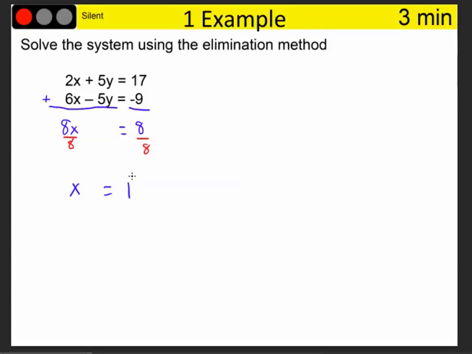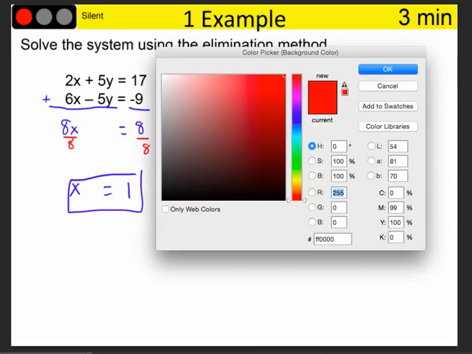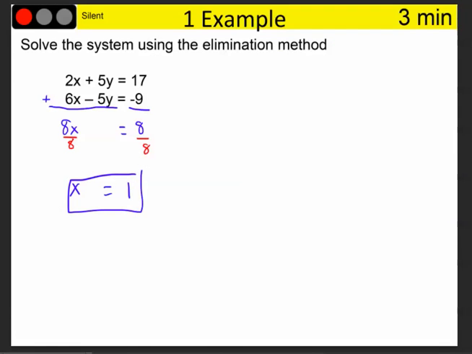Now that I know that x is equal to 1, I can plug that back into either one of these equations. So I'm going to plug that into just this first one, but either one would work. So 2x plus 5y equals 17. And in place of x, I'm going to put 1. So I'm going to substitute 1 in for x.